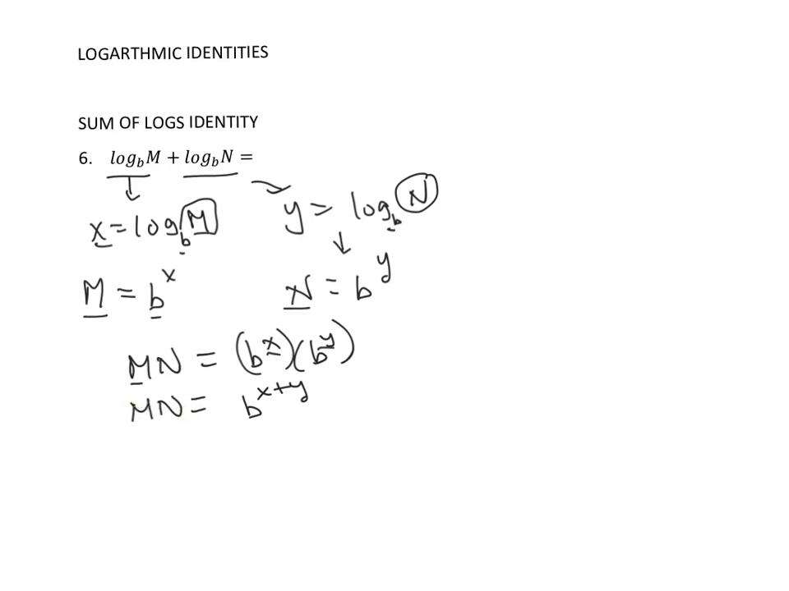But now that we have exponent form, we can change it into logarithmic form. Remember what log form is? You take the exponent over here, call it x plus y, equals log base b of m times n.